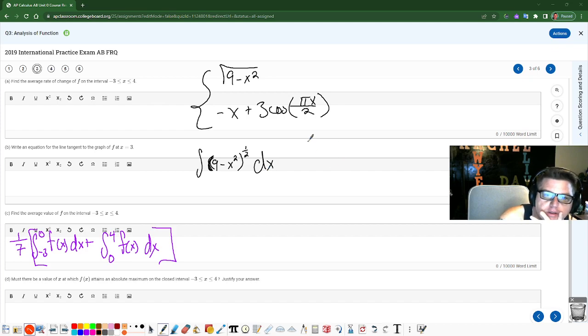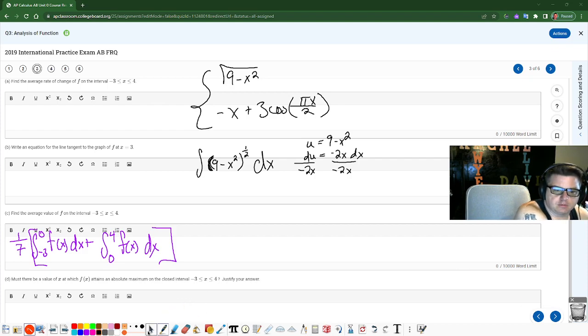And I'm curious because if I do u substitution and then I take du equals negative 2x dx and then I solve it for dx, I should have a negative 2x somewhere. And I don't see it. So u substitution doesn't work, and then that kind of throws the whole game off. Wow. All right. Time to cheat.